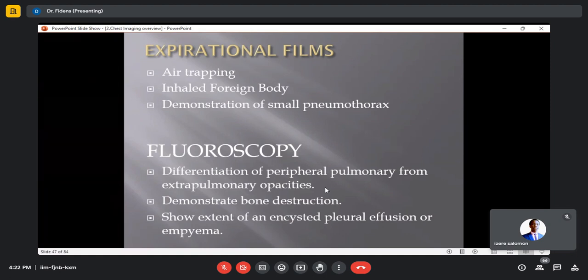So this is an indication of fluoroscopy, but it's not done. X-ray cannot miss. If X-ray needs, you can do a CT scan, and CT scan cannot miss. I don't see fluoroscopy being done on chest.